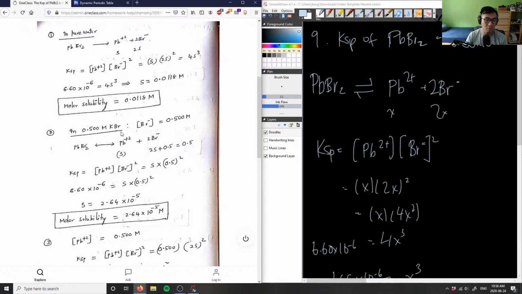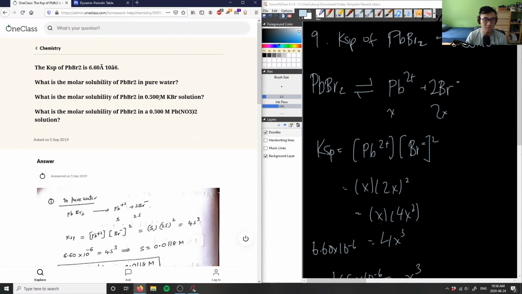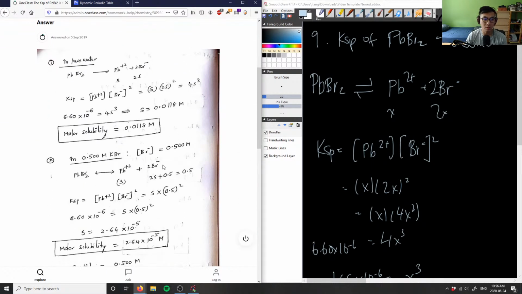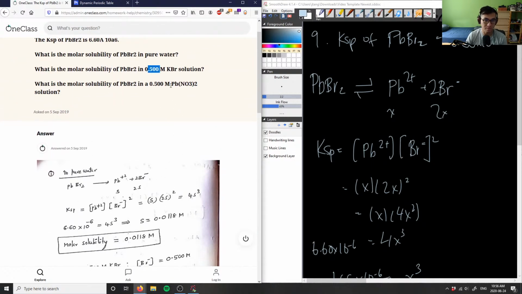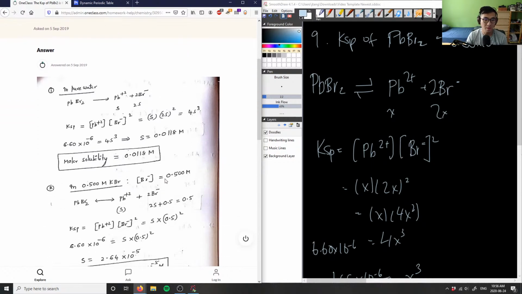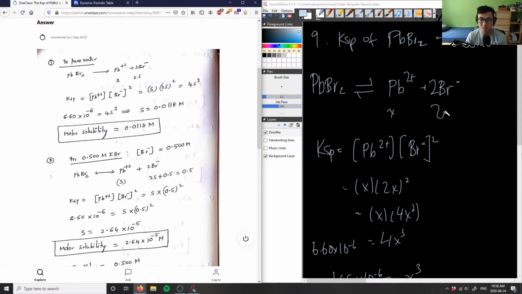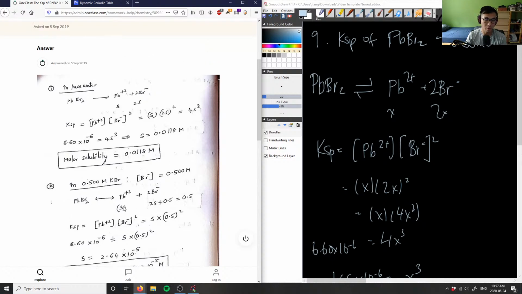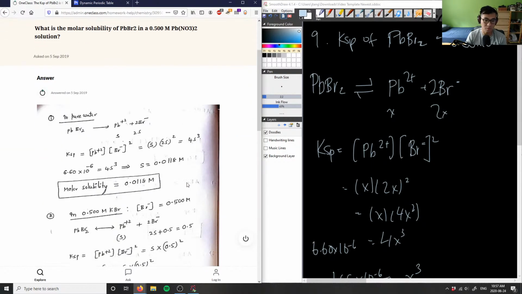So again, you have it in a molar solution of KBr, potassium bromide, and you know that the concentration of potassium bromide is 0.500 molar, right? Which means your molar solubility of Br minus is also 0.500, because KBr dissociates into K plus and Br minus. It's a 1-to-1 ratio, so we have 0.500 as our Br minus, and therefore you can substitute this X value for 0.50 and calculate the molar solubility for PbBr2. So this solution is correct.